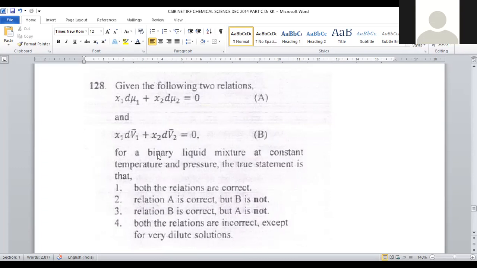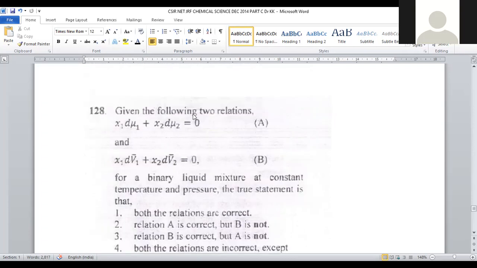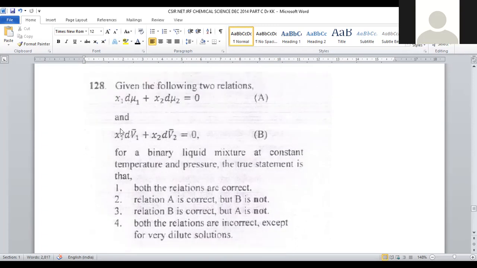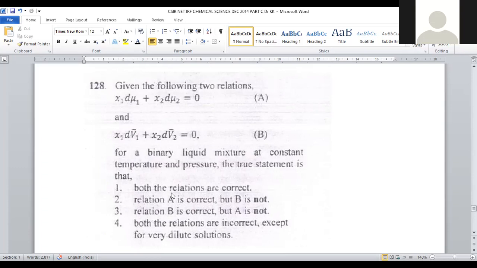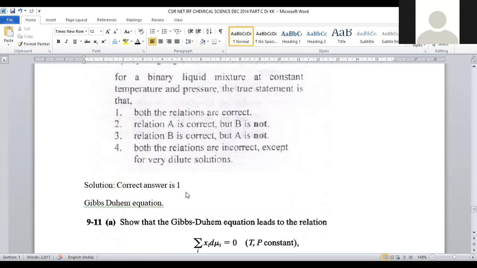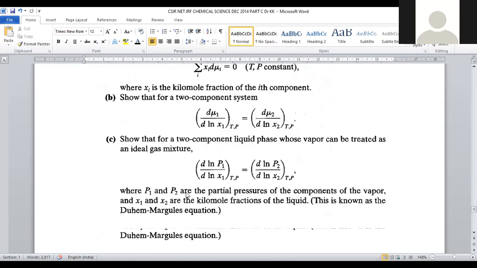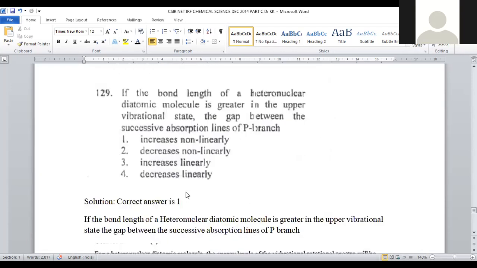So here these would be employed for binary liquid mixture at constant temperature and pressure, right? At constant temperature and pressure conditions, both are applicable. That's the reason why for question number 128, both the relations are correct in accordance with Gibbs-Duhem equation, right? So for question number 128, option number 1 is the correct answer. Let us move on to question number 129.